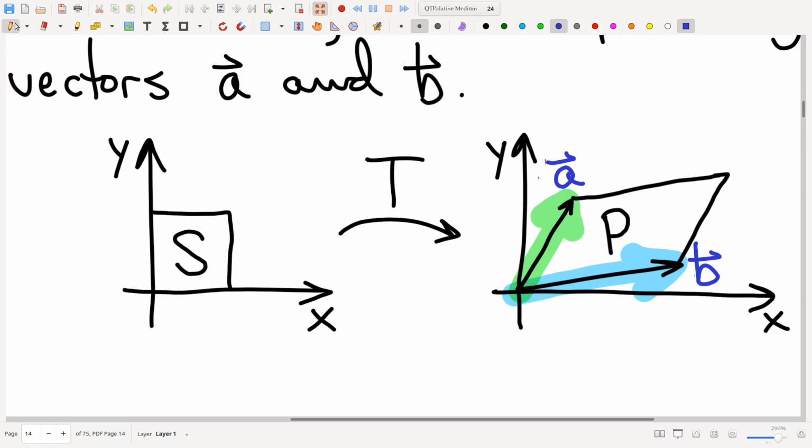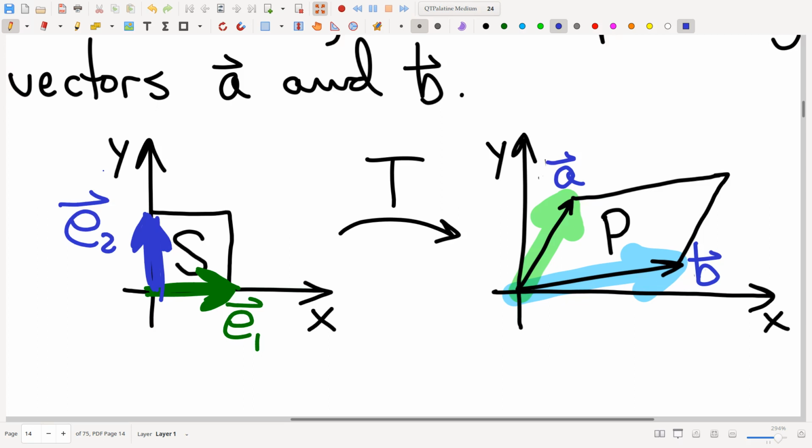Specifically, don't forget that this edge is I hat, otherwise known as E1. And this edge, J hat, otherwise known as E2. Green goes to green, blue goes to blue. Okay, now wait a second. What does that tell me about this linear transformation?